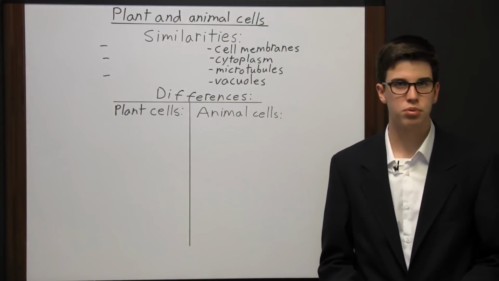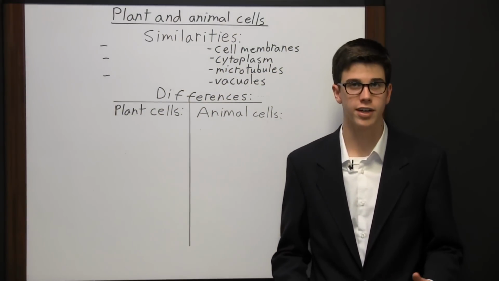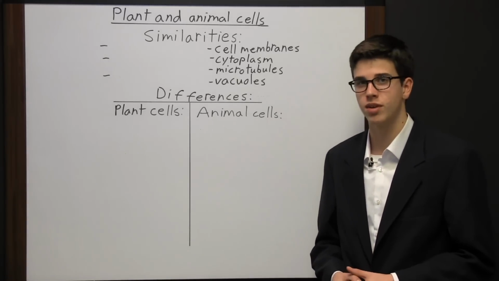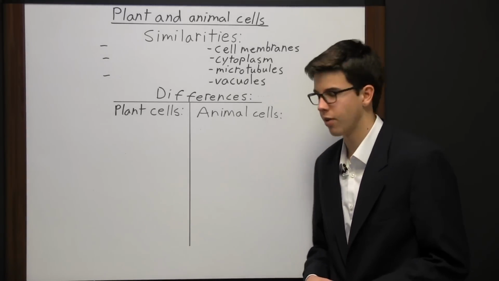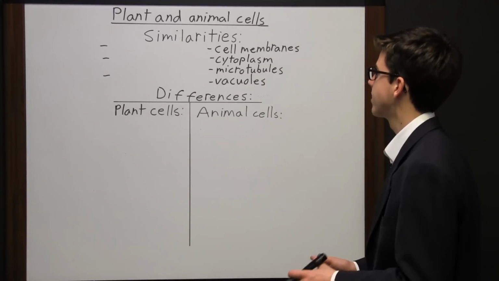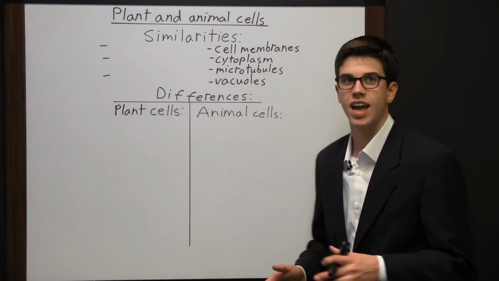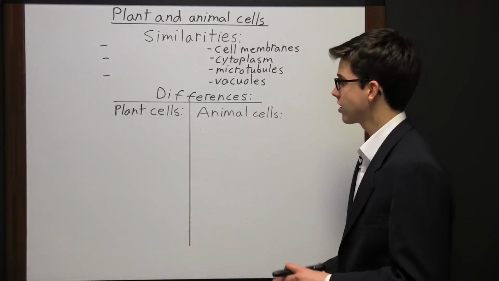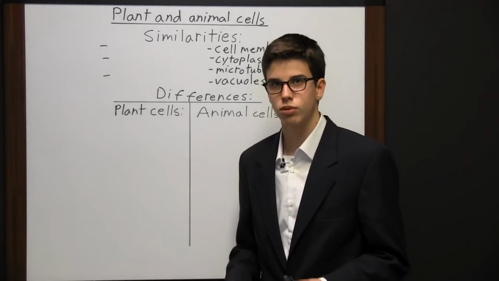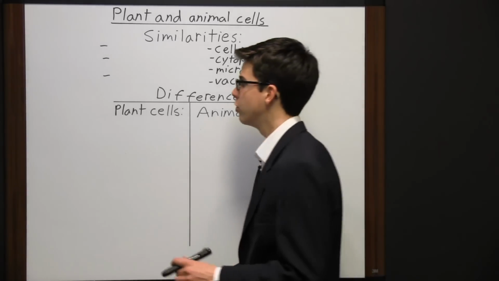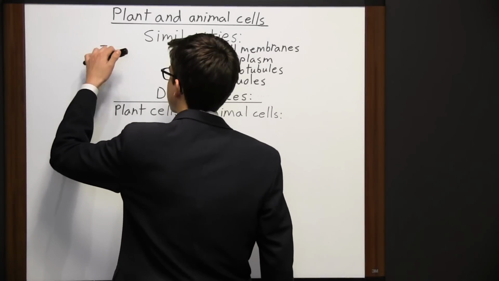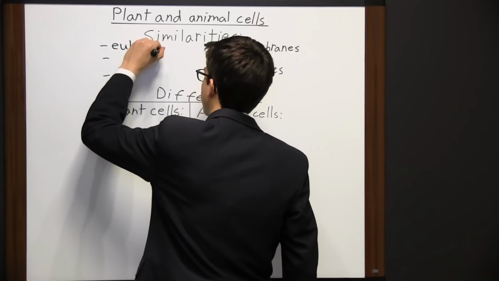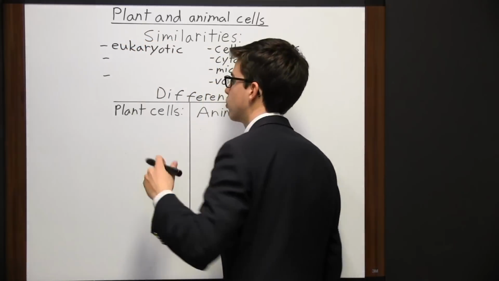The functions of plant and animal cells vary greatly, and the functions of different cells within a single organism can also be vastly different. So we're going to take a look at plant and animal cells and the similarities and differences between them. And so first, let's take a look at the similarities. Plant and animal cells are both eukaryotic, as opposed to being prokaryotic.